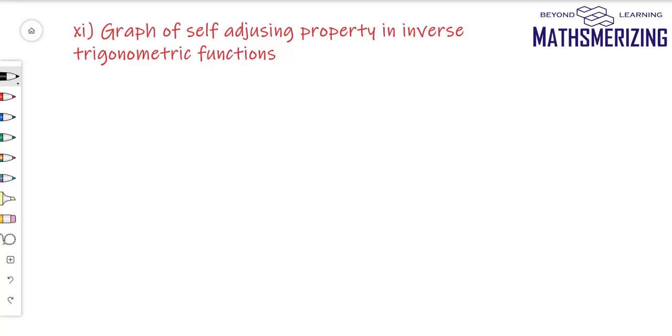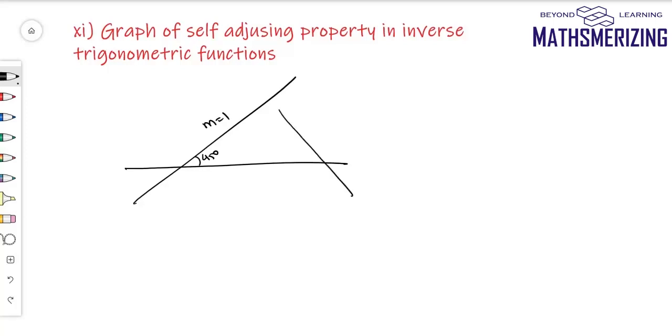The first thing is, if a line makes an angle of 45 degrees with the x-axis, then its slope is 1. And if a line makes an angle of 135 degrees with the x-axis, then its slope is minus 1.